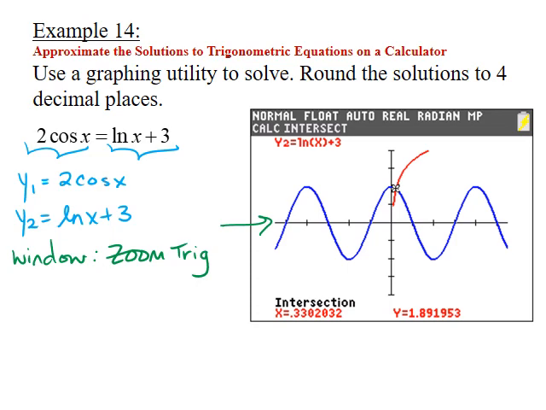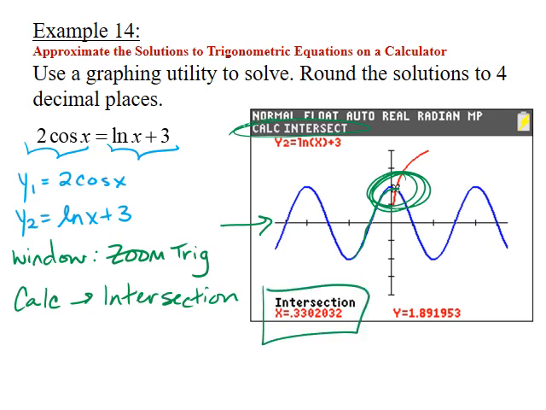Now you will absolutely want to calculate the intersection. You do not want to trace along until you get to the intersection. That's not going to work because that's going to be an approximated value, which is likely going to be incorrect. Instead, you want to calculate the intersection, which is right here, and it gives you this value for x. Remember, we want to solve for x to get the solution, which is right here. So this is the answer.